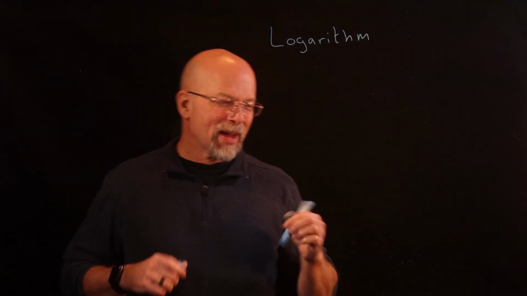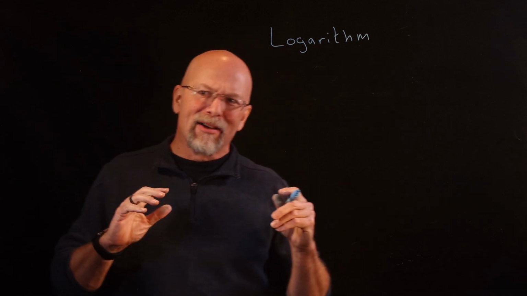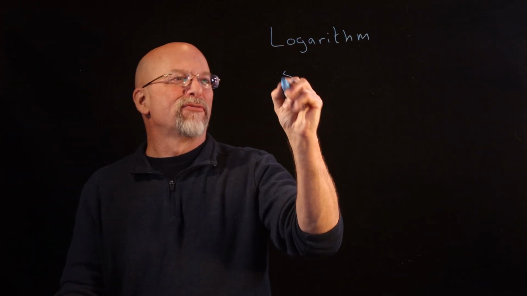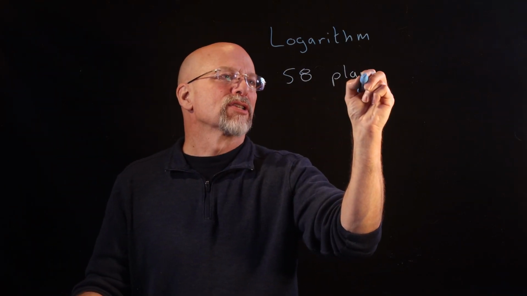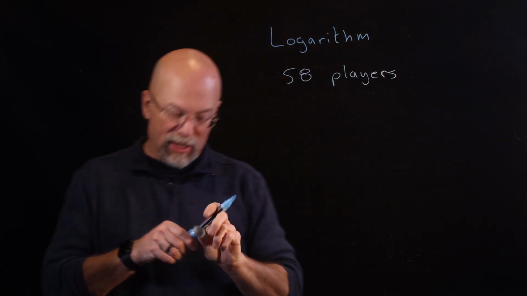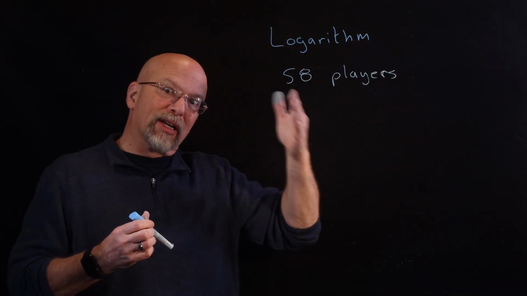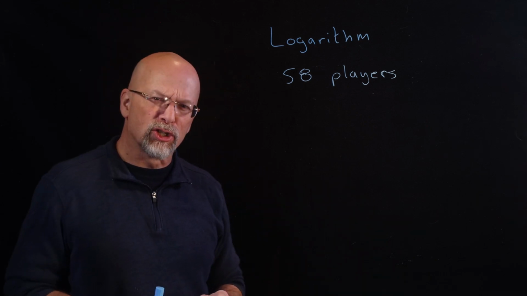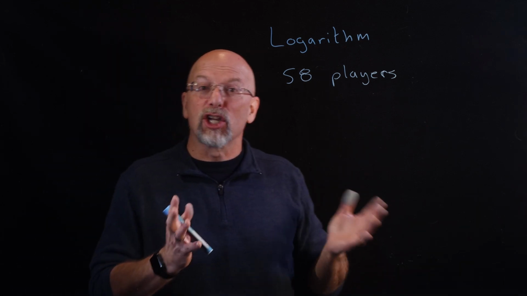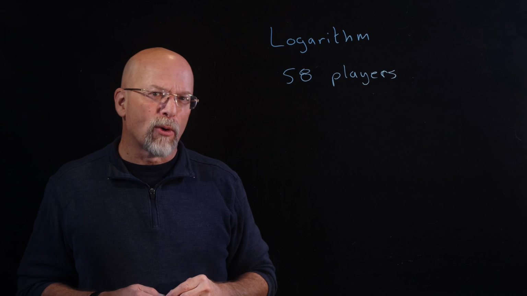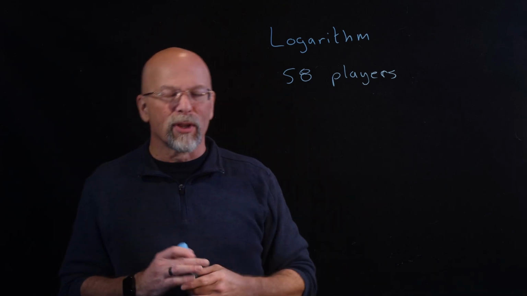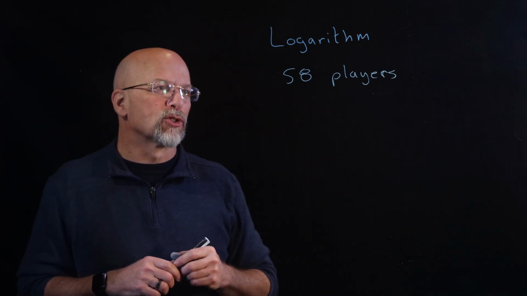Let's do one more example. Let's say that we have a tennis tournament and we have 58 players that have signed up. And these 58 players are going to go through different layers of a single elimination tournament. How many layers do we need to go through? Well, 58 is not a power of 2, but we can still use logarithms in order to figure out how many different layers we've got.